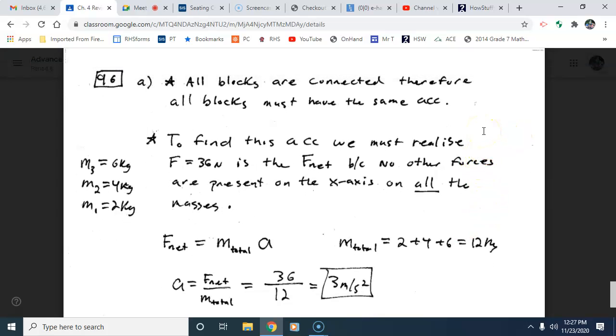Let's see the details here. 3 blocks are connected by massless strings that are pulled along a frictionless surface by horizontal forces as shown. What is the acceleration of each block?